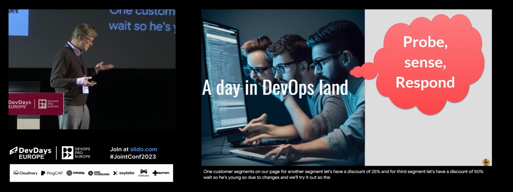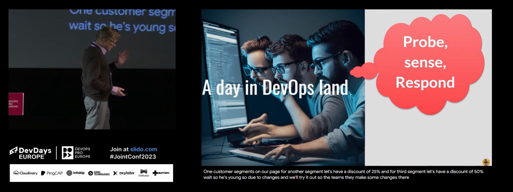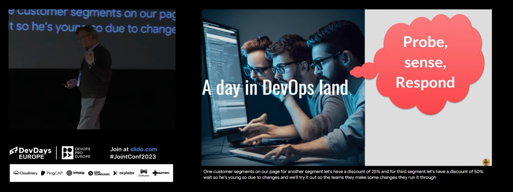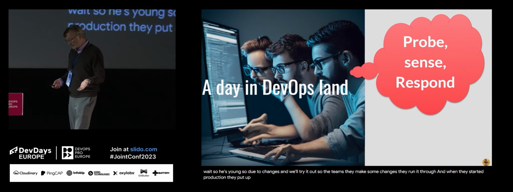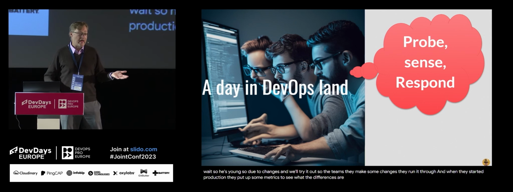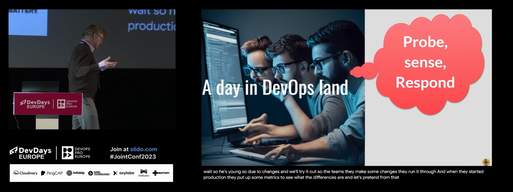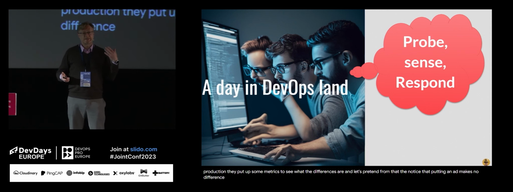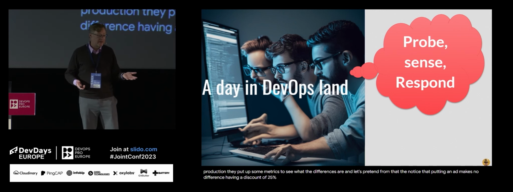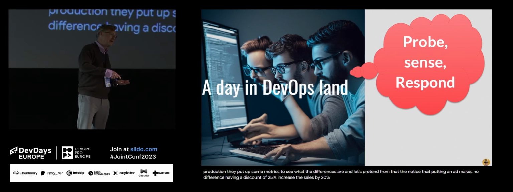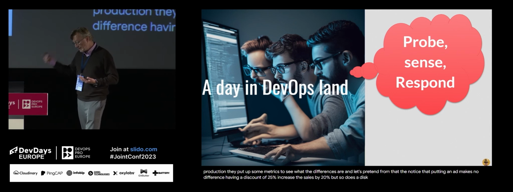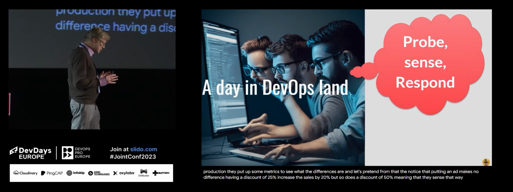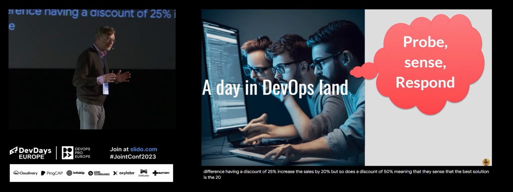So the teams, they make some changes, they run it through the CD pipeline, and woohoo, it's out in production. And when it's out in production, they put up some metrics to see what the differences are. And let's pretend from that they notice that putting an ad makes no difference. Having a discount of 25% increases sales by 20%, but so does a discount of 50%, meaning that they sense that the best solution is the 25% discount.